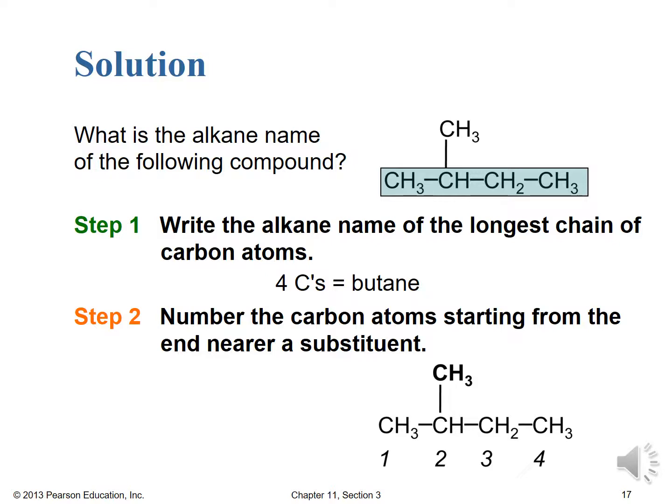All right, so I broke it down a little bit. So what is the alkane name of the following compound? Well, step 1, first we'll write the alkane name of the longest chain of carbon atoms. So that was 4 carbons, whether you started at the top and bent to the right, or whether you just took the more typical approach and went along the entire straight chain there along the bottom. Either way, you end up with 4 carbons with a substituent on the second carbon. So number the carbons starting from the end near a substituent, which gives us carbon 2 with that methyl group.